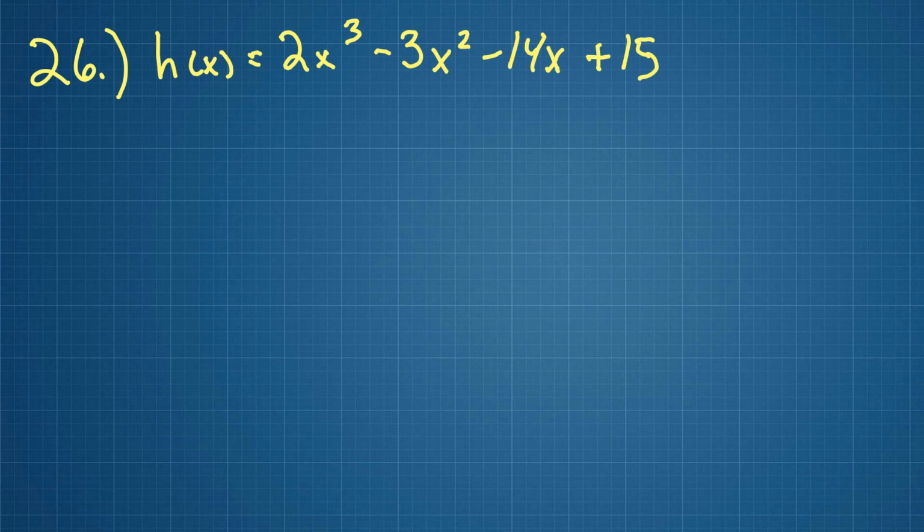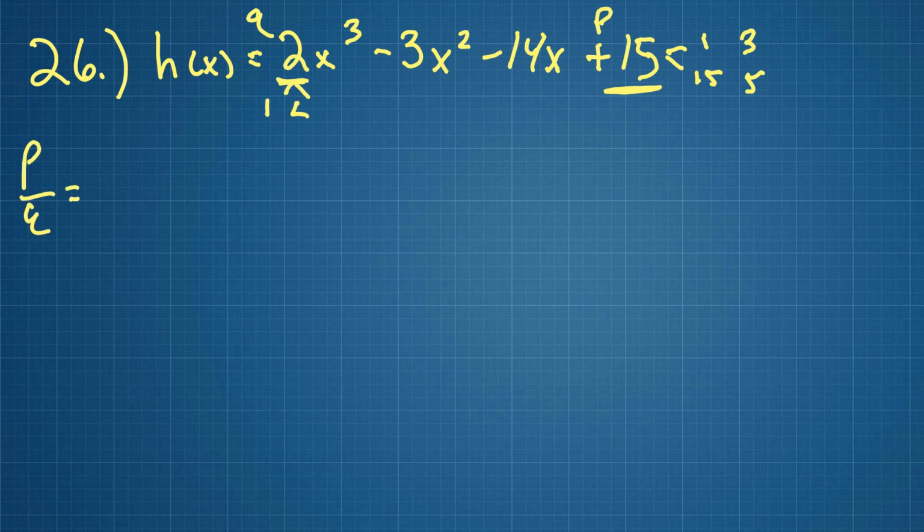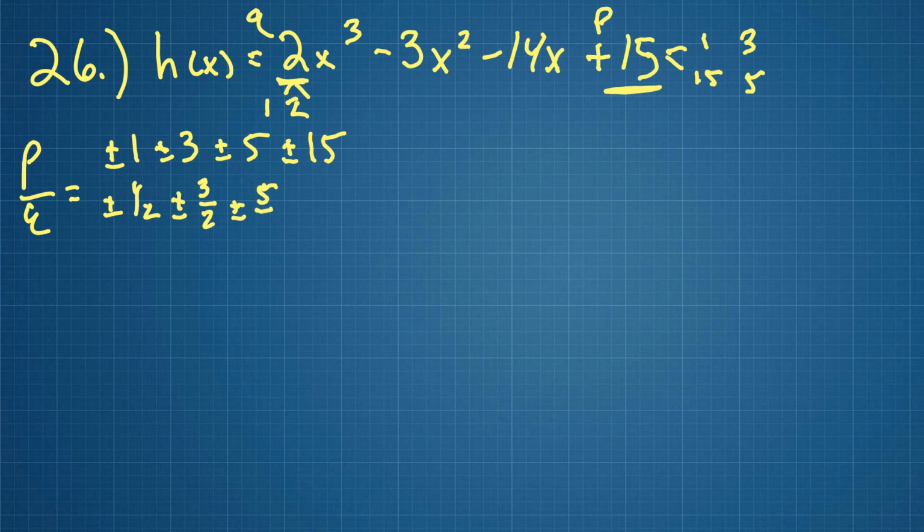All right, 26 is 2x cubed minus 3x squared minus 14x plus 15. There's my p. There's my q. Well, how do I get 15? 1 and 15. 3 and 5. How do I get 2? 1 and 2. So my p over my q's are going to be plus or minus 1, plus or minus 3, plus or minus 5, plus or minus 15. They're also going to be all over 2. So I have plus or minus 1/2, plus or minus 3/2, plus or minus 5/2, plus or minus 15/2.